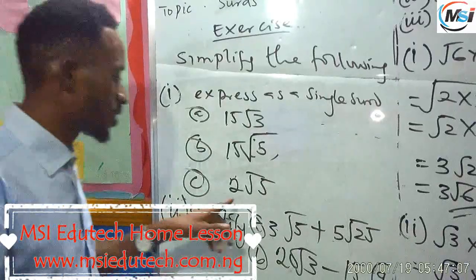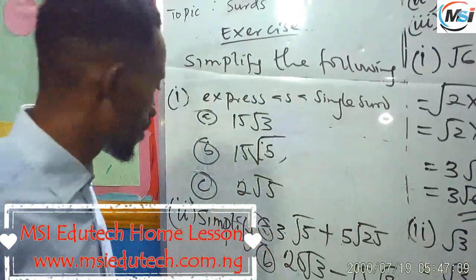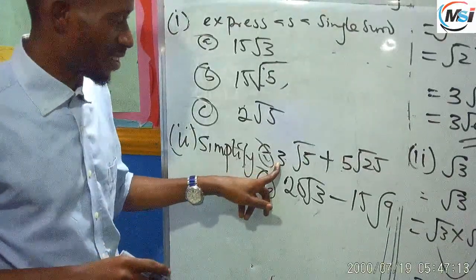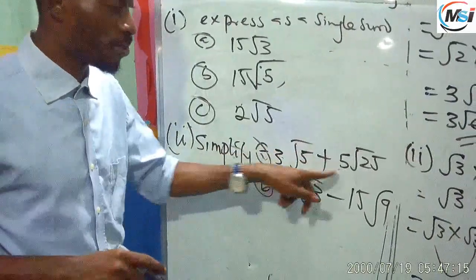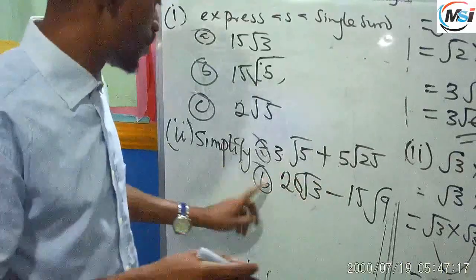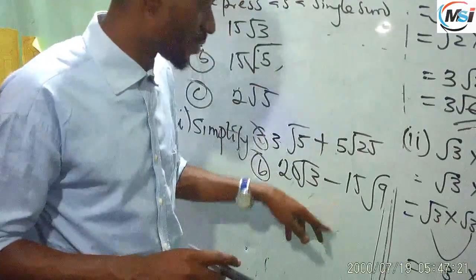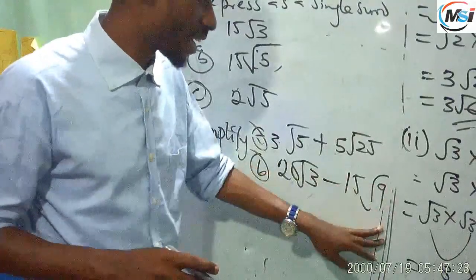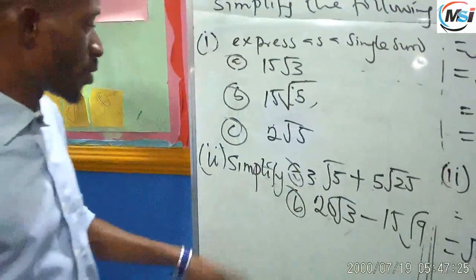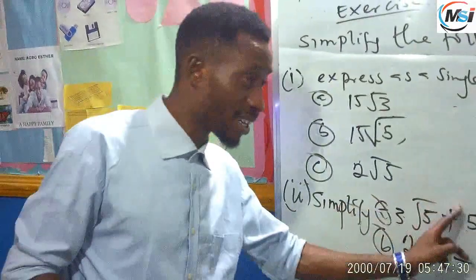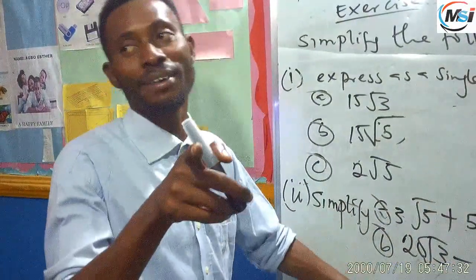And the next one is 2 root 5. So Roman figure 2, simplify. A, 3 root 5 plus 5 root 25. B, 20 root 3 minus 15 root 9. Let me explain this. If you look at this very well, these are operations of surds under addition and subtraction. But don't copy my work.